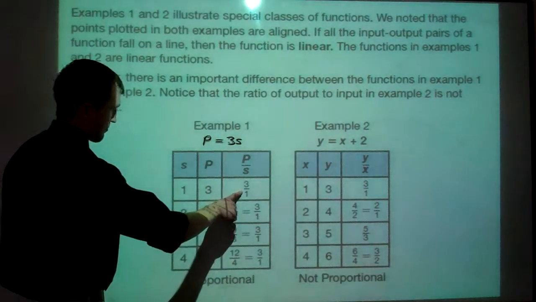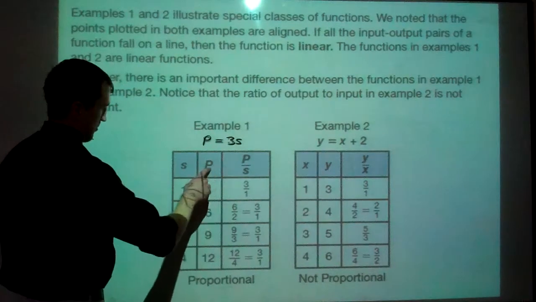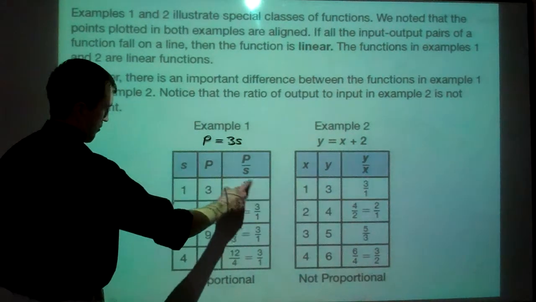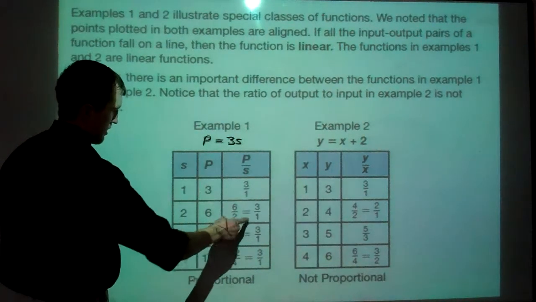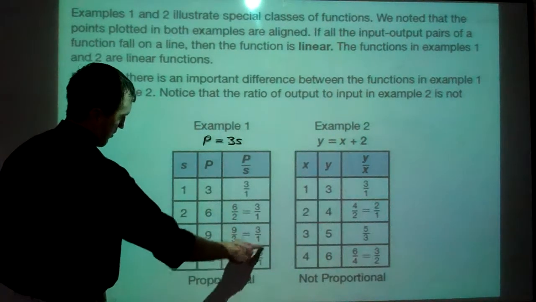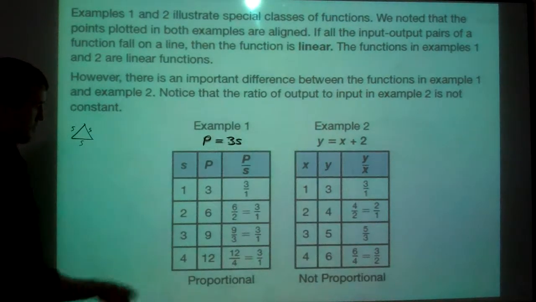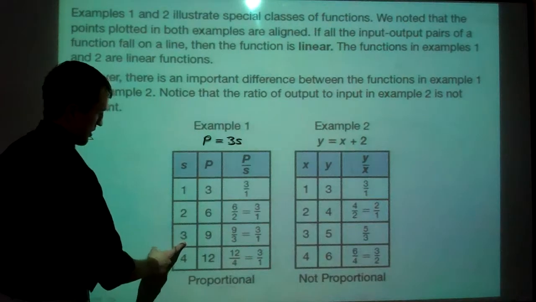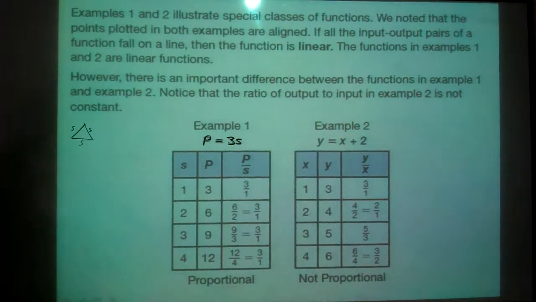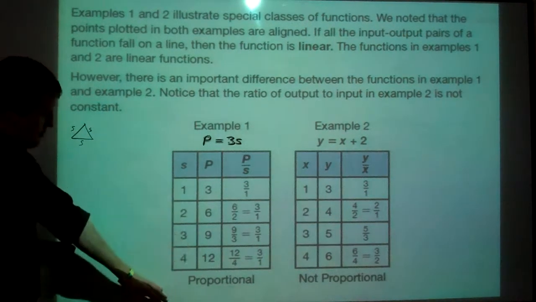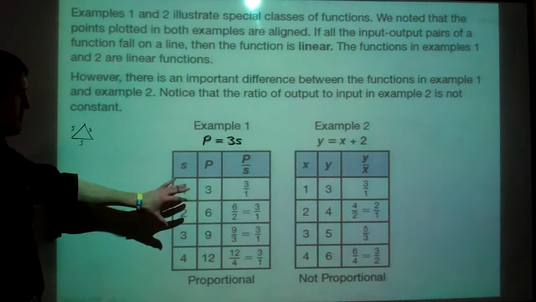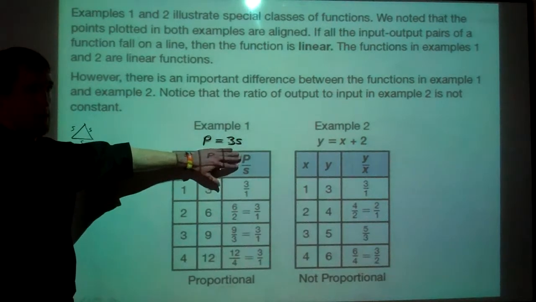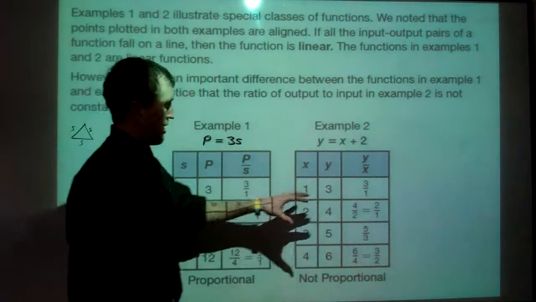And they show that by taking P divided by S. So 3 divided by 1, you get 3. 6 divided by 2, you get 3 still. 9 divided by 3, you get 3. Or if you look at it this way, 1 times 3 gets you here, 2 times 3 gets you here, 3 times 3 gets you here. Okay, so this is an example of a proportional equation, and they're always going to be in this type of form, and I'll point that out in a second here. This would be a not proportional.